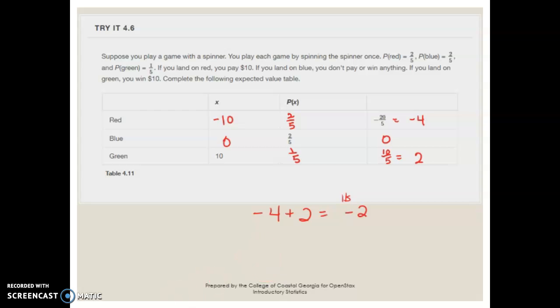And those are just a couple of examples for you. I'm going to post those. The next thing we're going to is the standard deviation. I'm going to make a separate video for that, though.